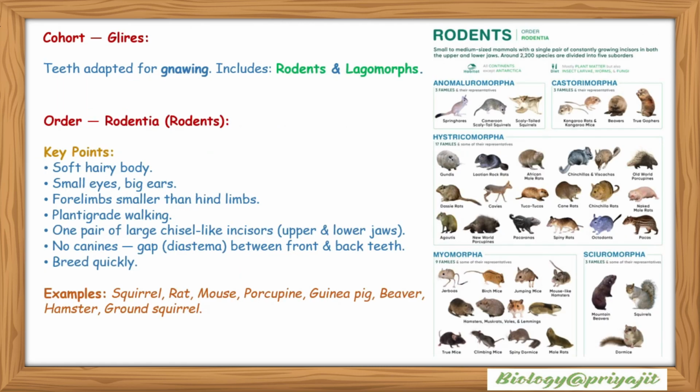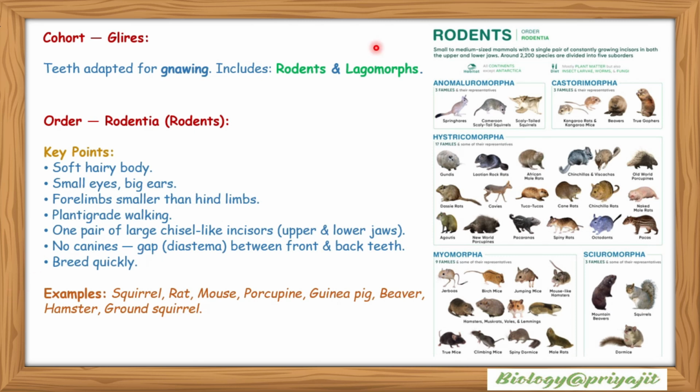Now the second cohort is Glires, which includes teeth adapted for gnawing, with Rodentia and Lagomorpha, or rodents and lagomorphs. The rodents have a soft, hairy body. They have small eyes and big ears. Forelimbs are smaller than hind limbs. Plantigrade walking. 1 pair of large chisel-like incisors, both in upper and lower jaw.